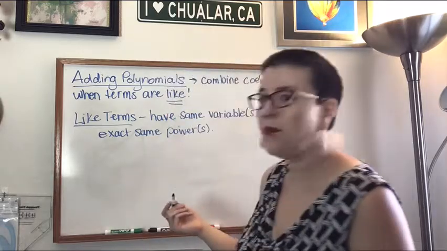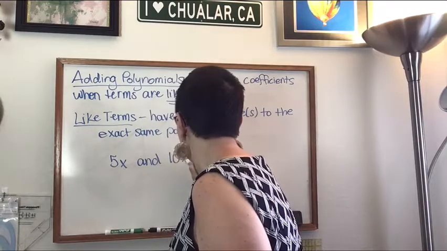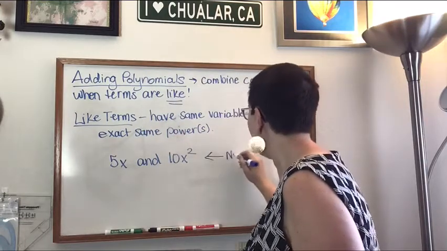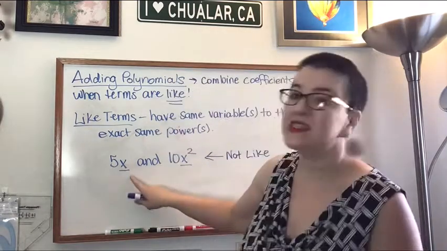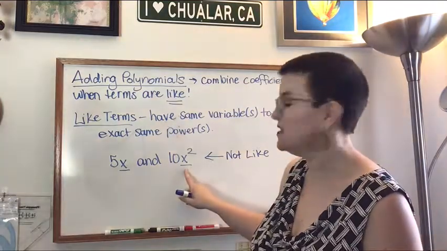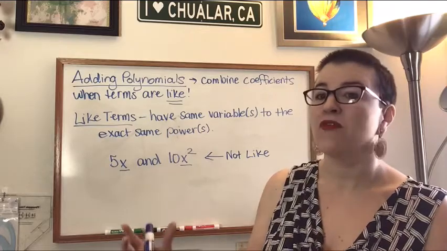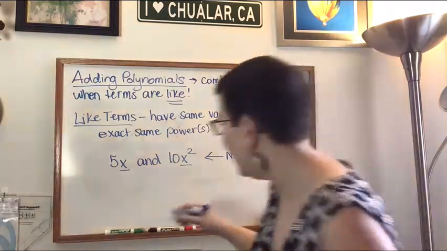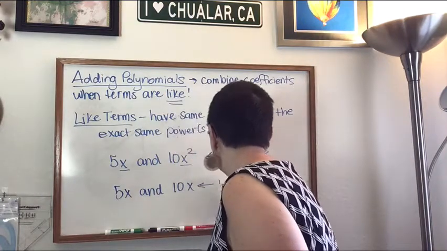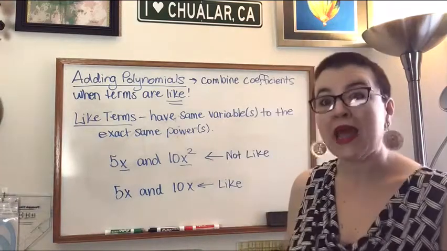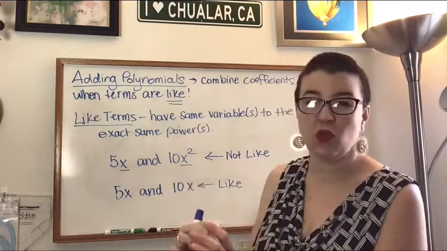All right, so for example, if I had 5x and 10x squared, they would be not like, because even though they both have x's, this is an x to the first power and this is an x to the second power. So they can hang out together, they can be part of the same math sentence, but they can't ever combine to make more. However, if I had 5x and 10x, they would be like each other, and if I changed this to an add or a subtract sign, I could smush them into one and combine them.